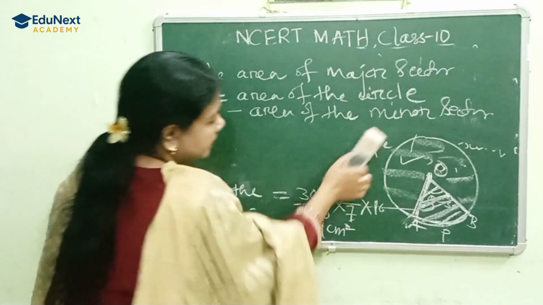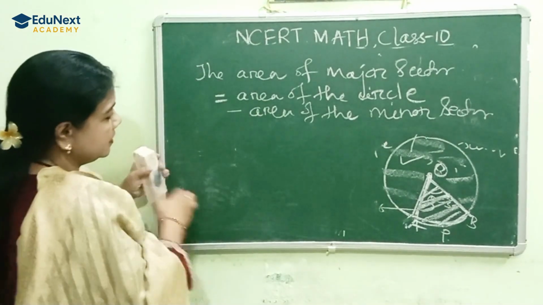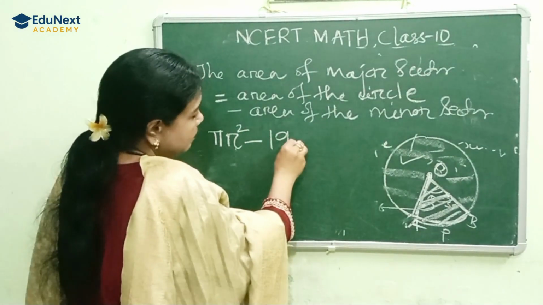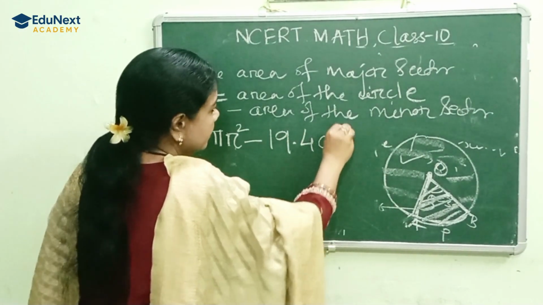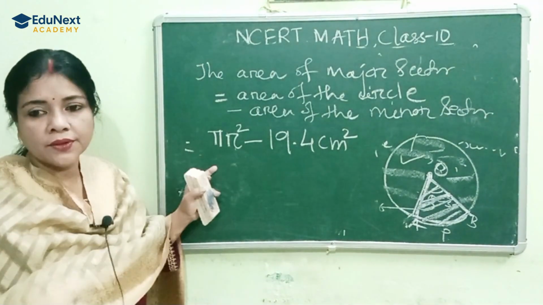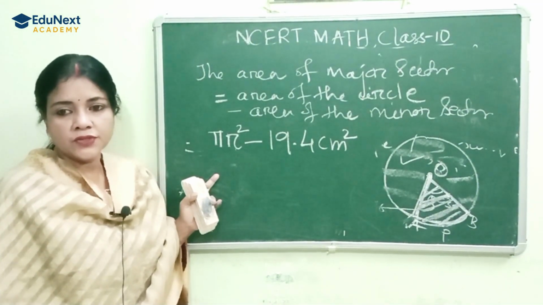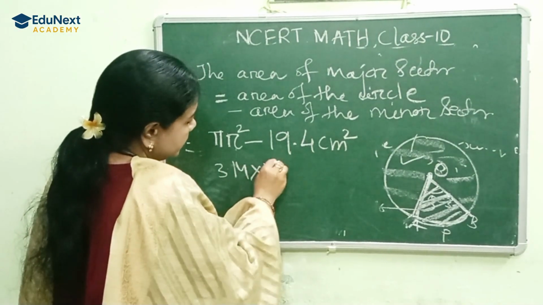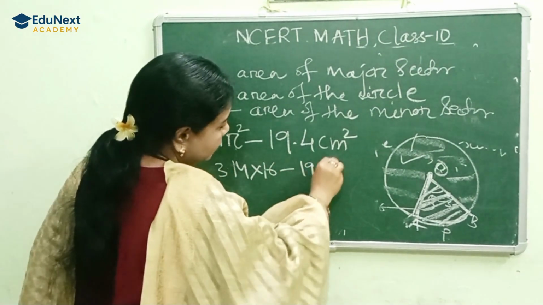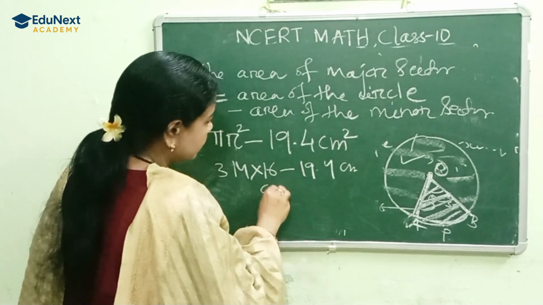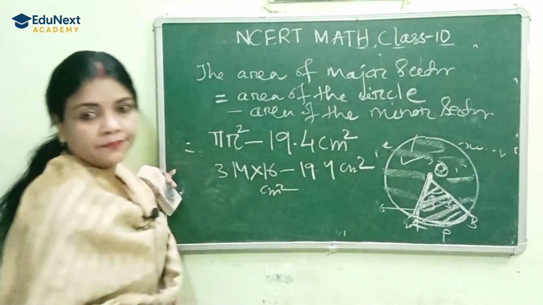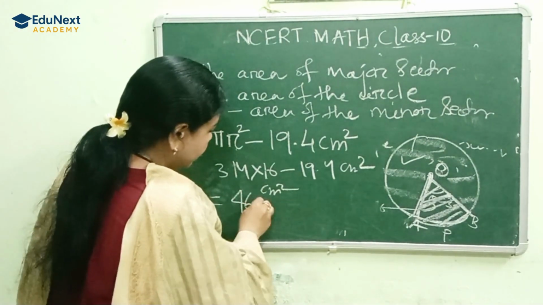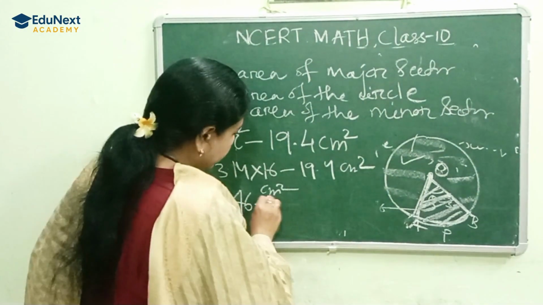Now that means pi r square minus 19.4 centimeter square. This pi r square means 3.14 into 16 minus 19.4 centimeter. This is also centimeter square. So now your final answer is 46.05 centimeter square.